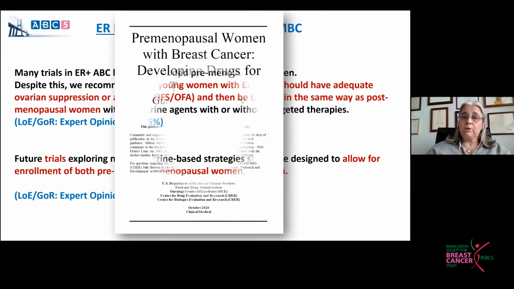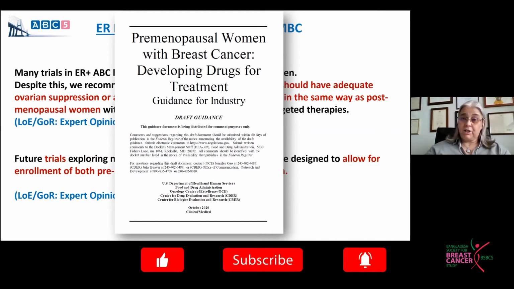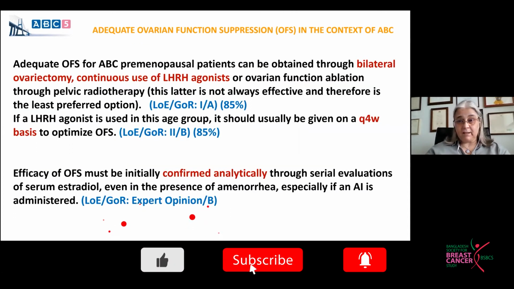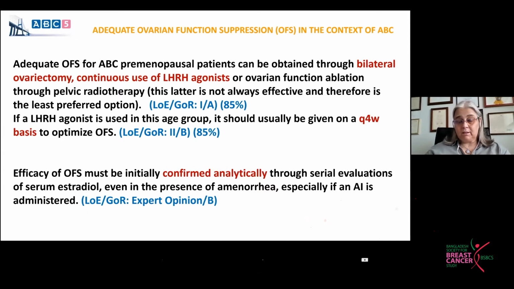Now, how can we make sure that these women have an adequate ovarian function suppression? The way you do the suppression or ablation is either through surgery or through an LHRH agonist. You can also do it with radiation, but it is not always effective, and it is a technique that we do not recommend. We prefer not to use it.